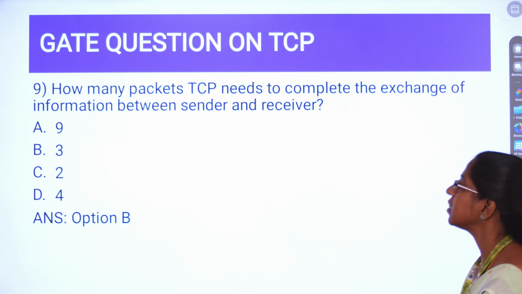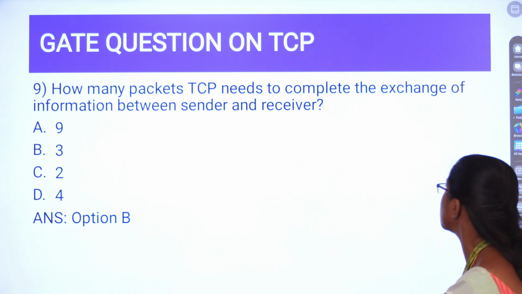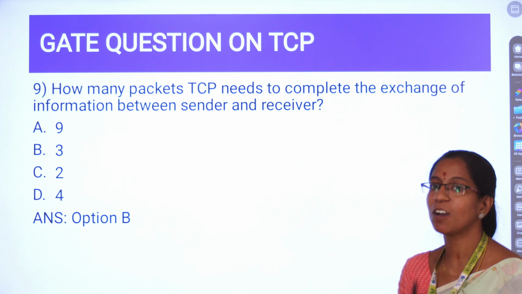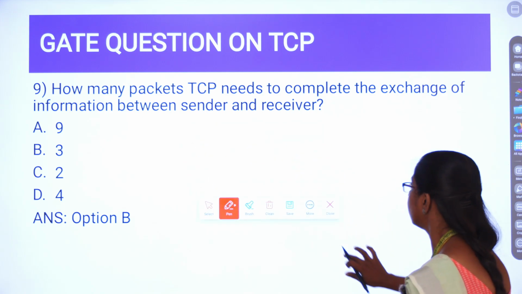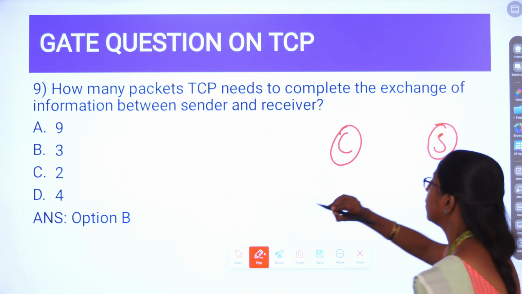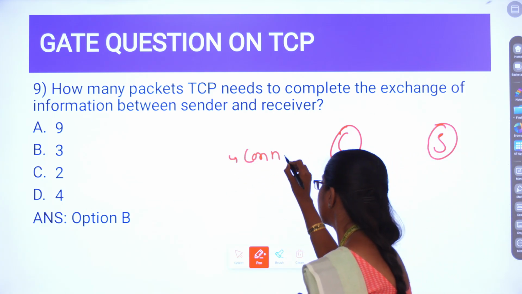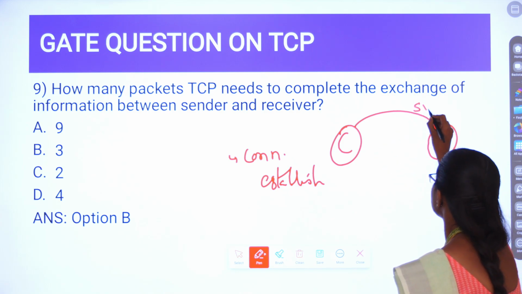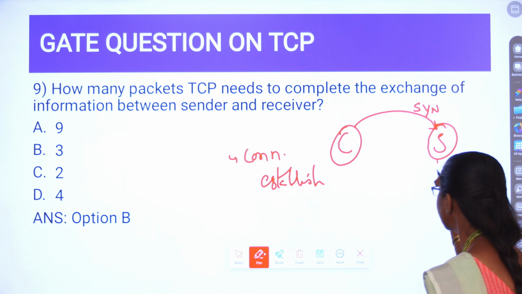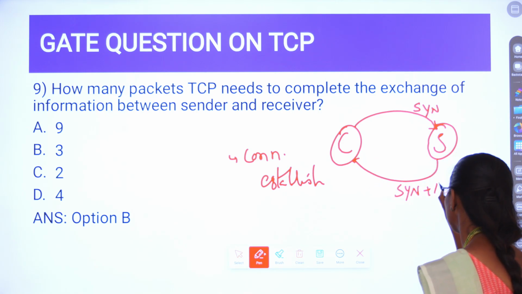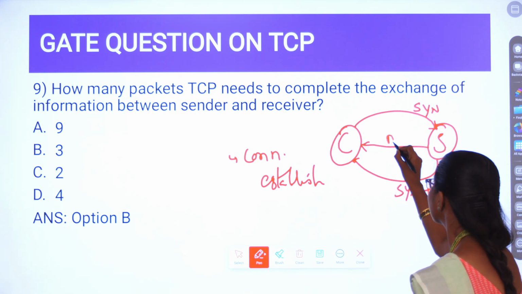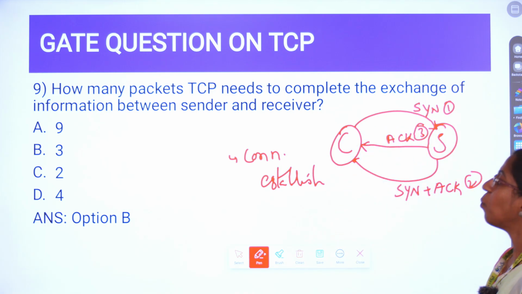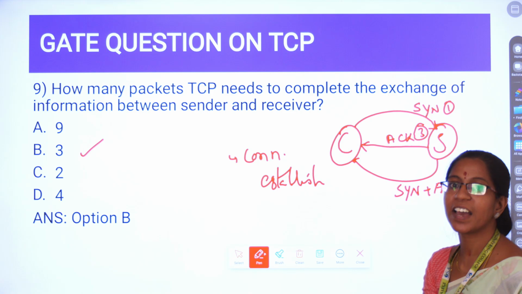Now the question: how many packets does TCP need to complete the exchange of information between sender and receiver? How many packets do we have to establish? For this, between client and server, the first step is connection establishment. It starts by sending the first SYN, the synchronization field. Then from the server to the client, this is SYN plus acknowledgement. Again from the client to the server, this acknowledgement is sent. So 1, 2 and 3. So how many packets? Option B, 3 is the right answer for this question.